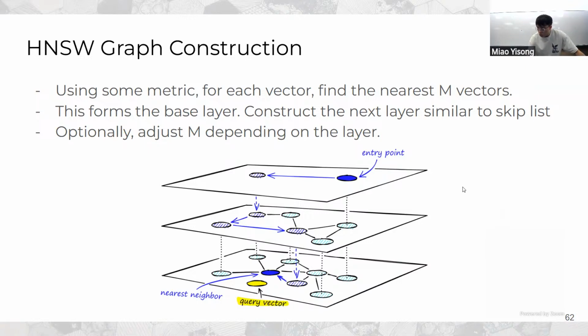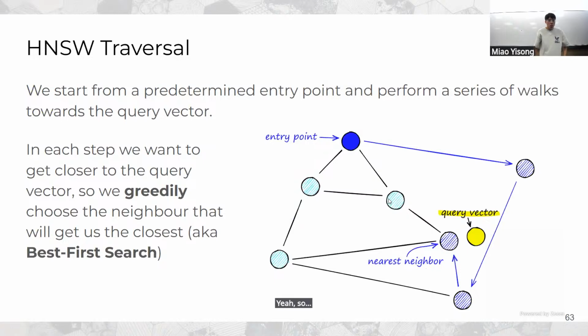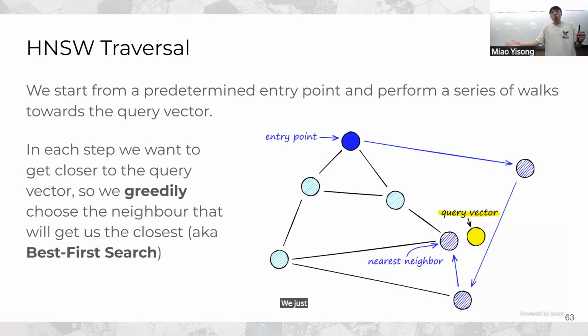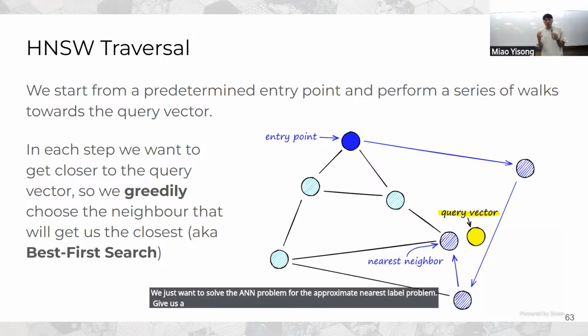Yeah. So in terms of HNSW traversal, given a query vector, how do we find the nearest neighbor? That's the problem we're trying to solve. We're trying to solve the ANN problem, the approximate nearest neighbor problem. Given some query vector, how can we find the nearest neighbor to this vector?